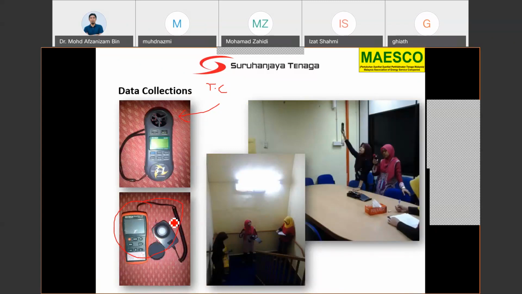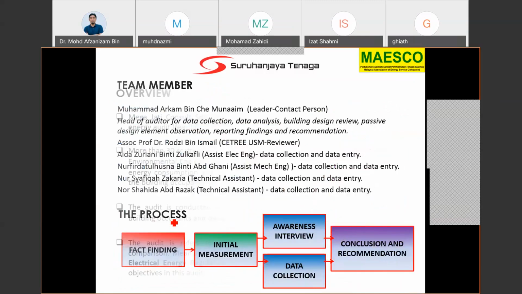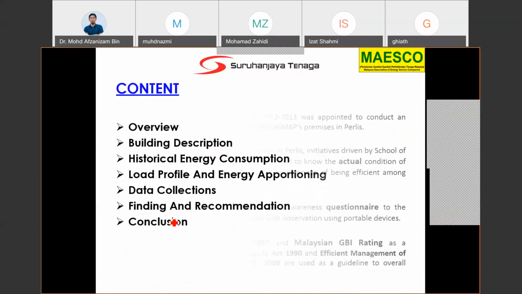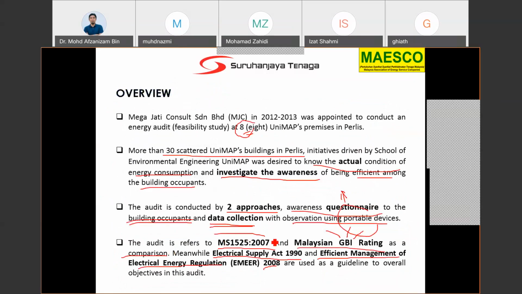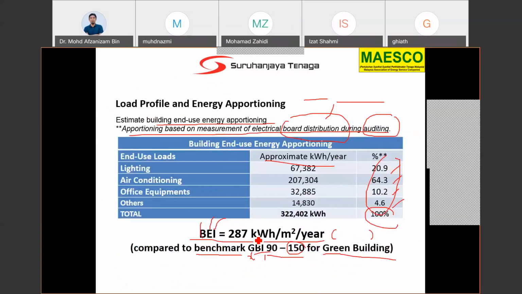so that it meets the standard. Standard of this one, MS 1525-2007. Okay.